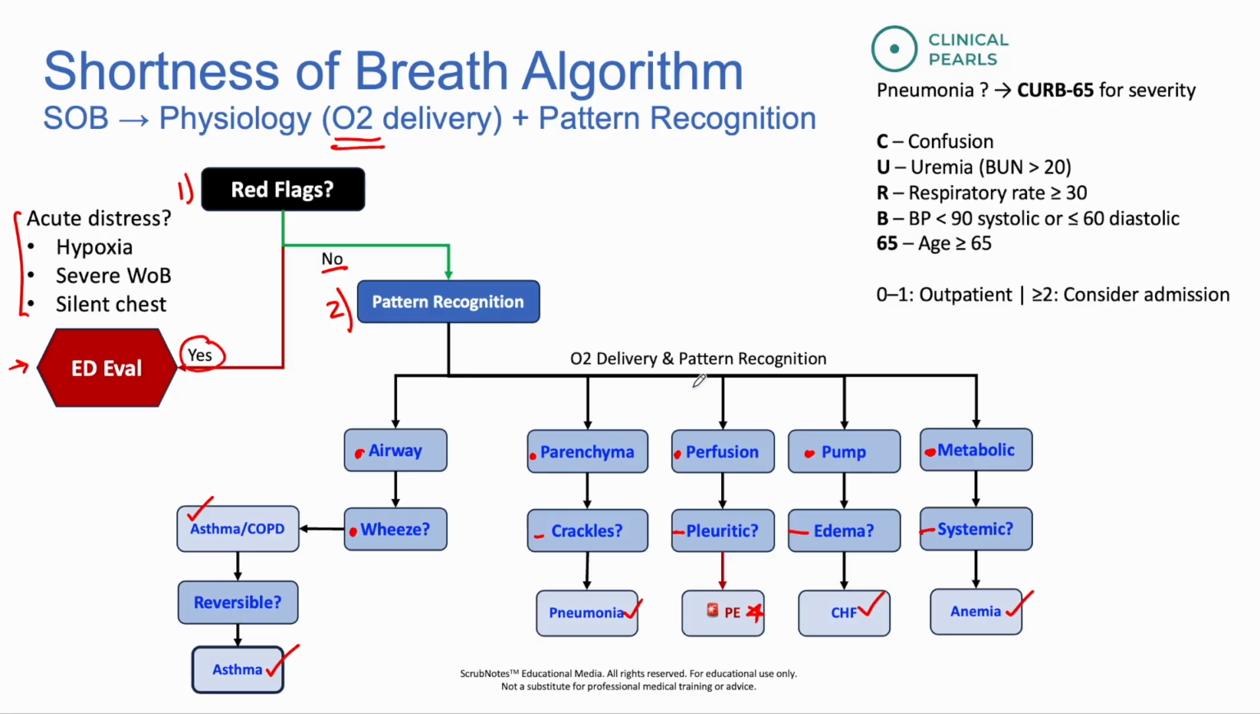And as a helpful reminder and study aid, if you're suspecting pneumonia for a patient, don't forget the CURB-65 to help you identify severity. So confusion, uremia with a BUN greater than 20, a respiratory rate greater than or equal to 30, blood pressure systolic less than 90 or diastolic less than 60, and age over 65. You would score that accordingly, and that helps you guide whether you need outpatient care or should consider admission. So basically we're asking, is this a narrow tube problem, a fluid problem, or a circulation problem? And that single framework dramatically simplifies shortness of breath.